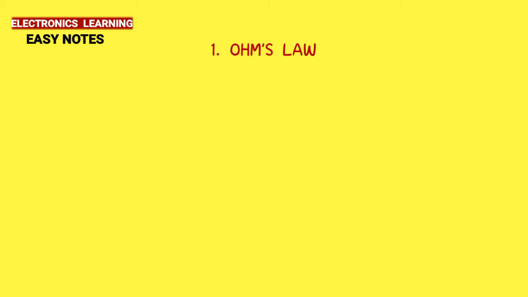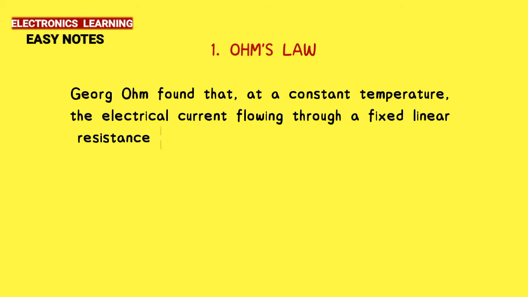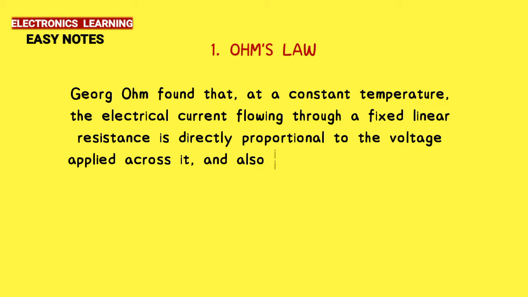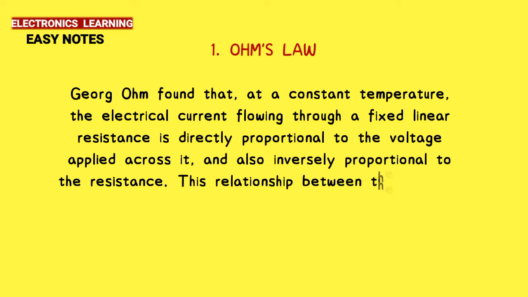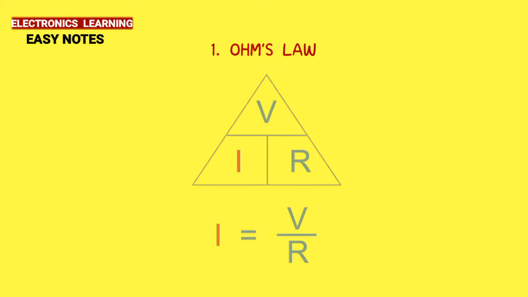Ohm's Law. George Ohm found that, at a constant temperature, the electrical current flowing through a fixed linear resistance is directly proportional to the voltage applied across it, and also inversely proportional to the resistance. This relationship between the voltage, current and resistance forms the basis of Ohm's law, and is shown below.